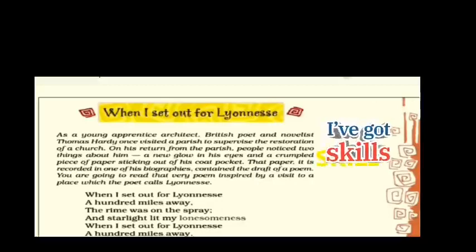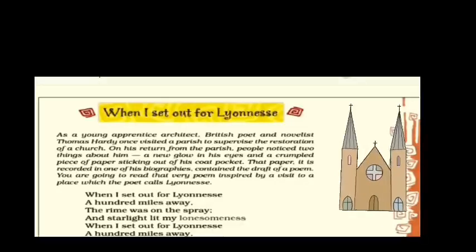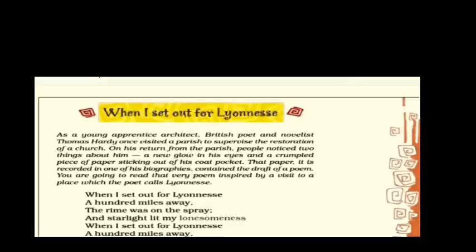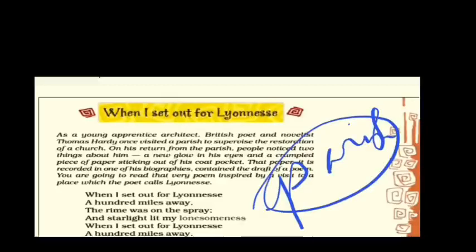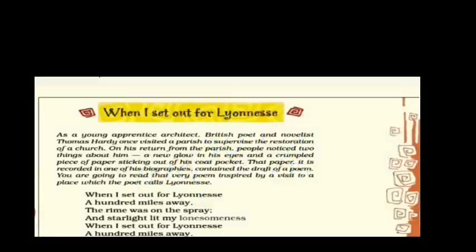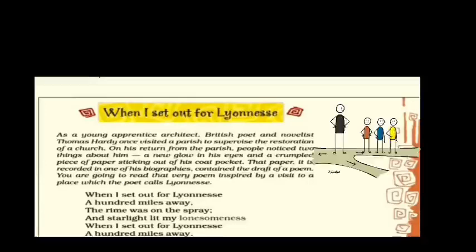So as a young apprentice architect, British poet and novelist Thomas Hardy once visited a parish to supervise the restoration of a church. Parish refers to a small district with its own church and its own priest. So while apprenticing as an architect, what did the poet Thomas Hardy do? He had to visit a parish. Why did he have to visit a parish? In order to supervise. Supervise means to look after. To look after what? He had to supervise the restoration of a church.